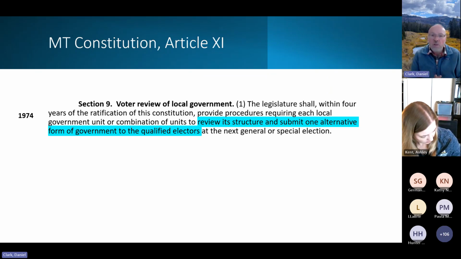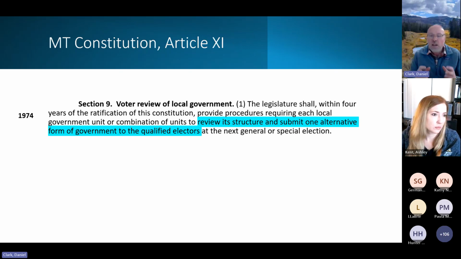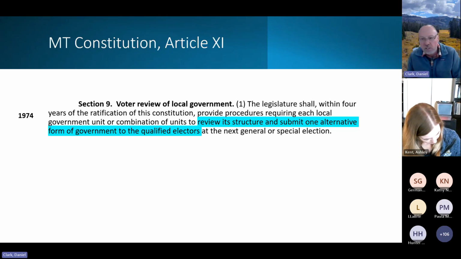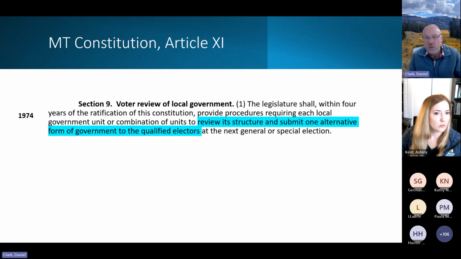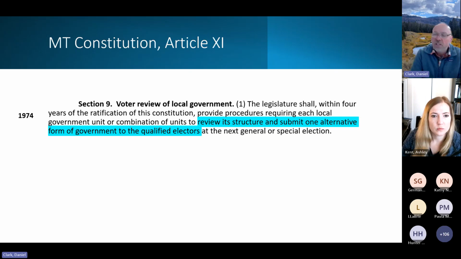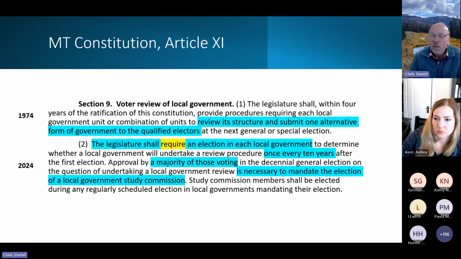And so every local government had an opportunity to review and look at what is our existing form of government, what are the alternative forms of government that exist in the law, and they had to place something on the ballot to give the voters a choice between something different or something new, or maintain the existing form of government. And so that was the 1974 voter review process. All cities and counties went through it.